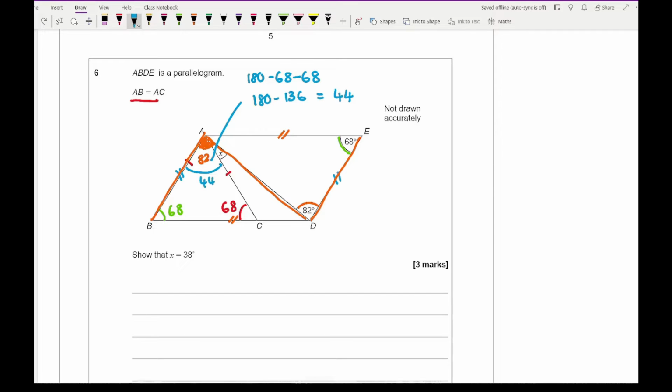So then what I've got is that 82 equals 44 plus x. And if I do take the 44 over to the other side, I end up with x equals 38, which is what they wanted me to show. Now there are many other variations of getting the value of x equals 38, but this is one that just becomes a little bit more instinctive for me to do when I'm looking at this question.